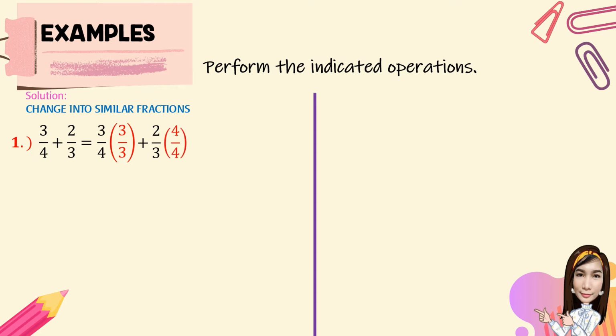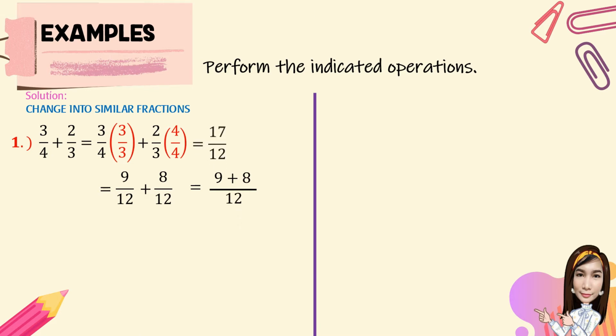In multiplying fractions, numerator times numerator, denominator times denominator. So 3 times 3 is equal to 9, 4 times 3 is equal to 12. Then 2 times 4 is equal to 8, and 3 times 4 is equal to 12. Now, as you notice, we have the same or like denominators. So we can add the numerators, 9 plus 8, then copy the common denominator, which is 12.